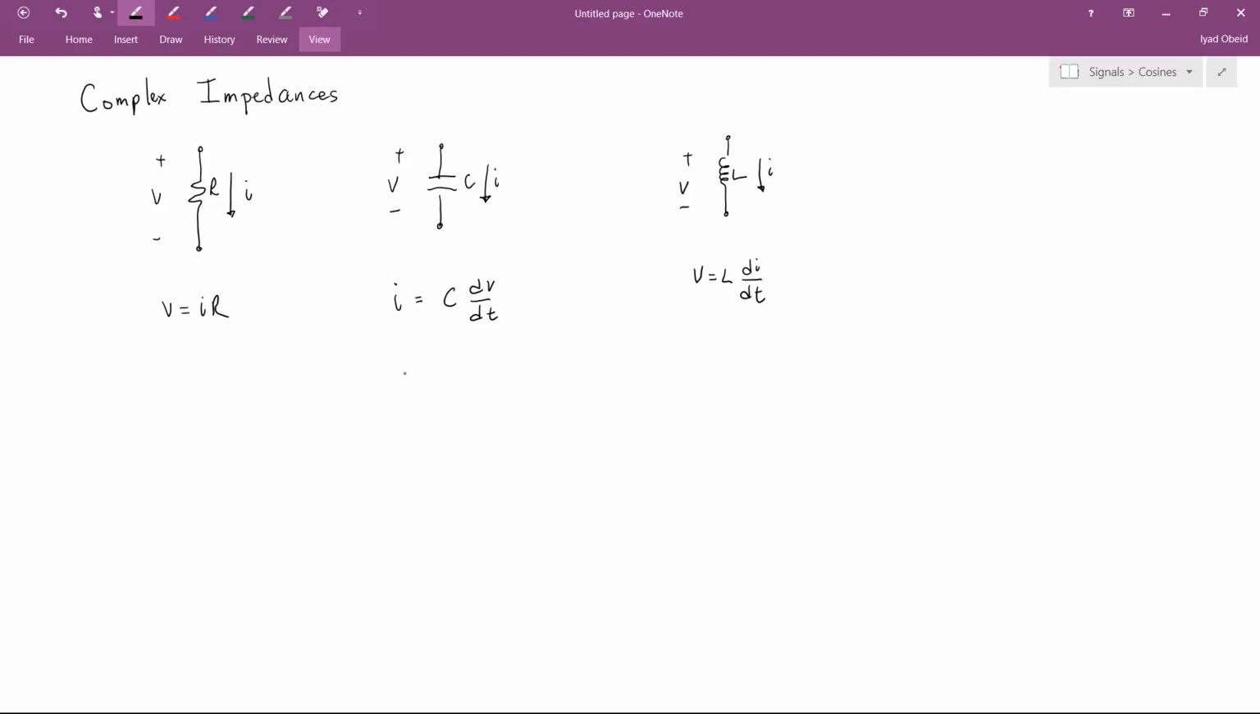Let's take a quick look at complex impedances. The basic building blocks of most of our passive circuits are the resistor, the capacitor, and the inductor, which are shown here, along with their key equations. For the resistor, it's V equals IR. That relates the current to the voltage.